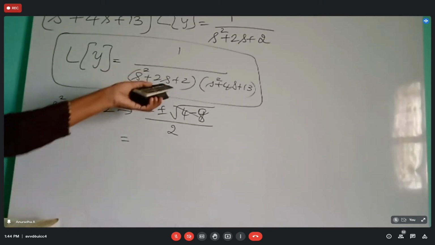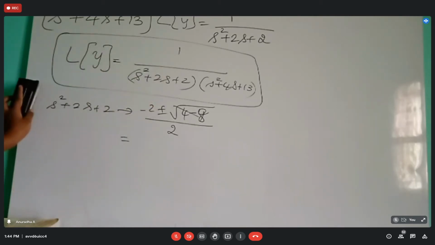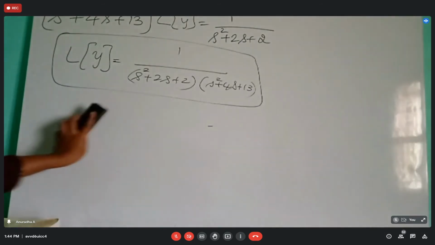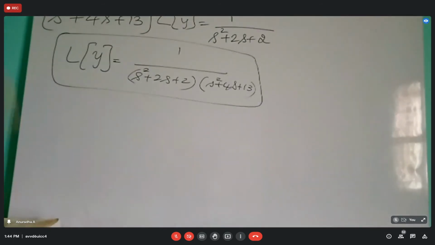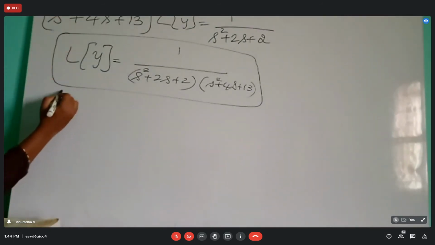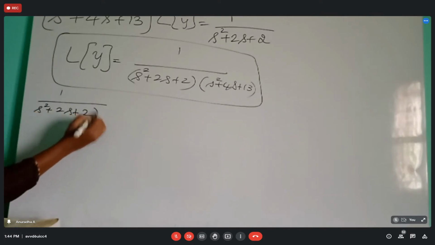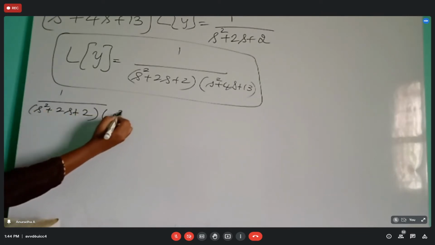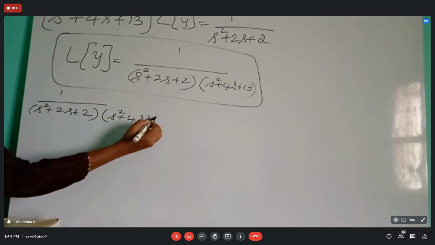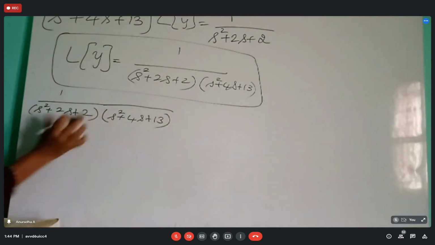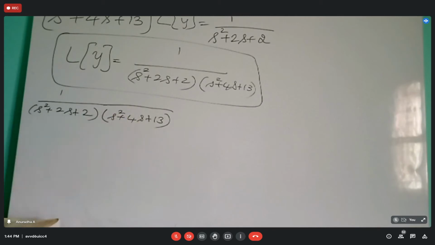Only if they are real numbers do you try to factorize them. Otherwise, keep them as such. So I'm going to keep it as such. I'm going to consider 1 by (s square plus 2s plus 2) into (s square plus 4s plus 13) as such, only two factors. In the same way, s square plus 4s plus 13 also.